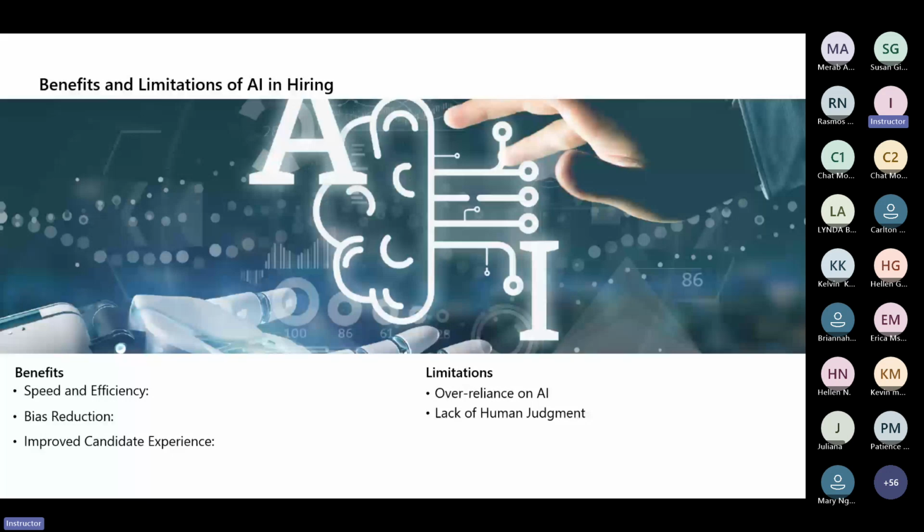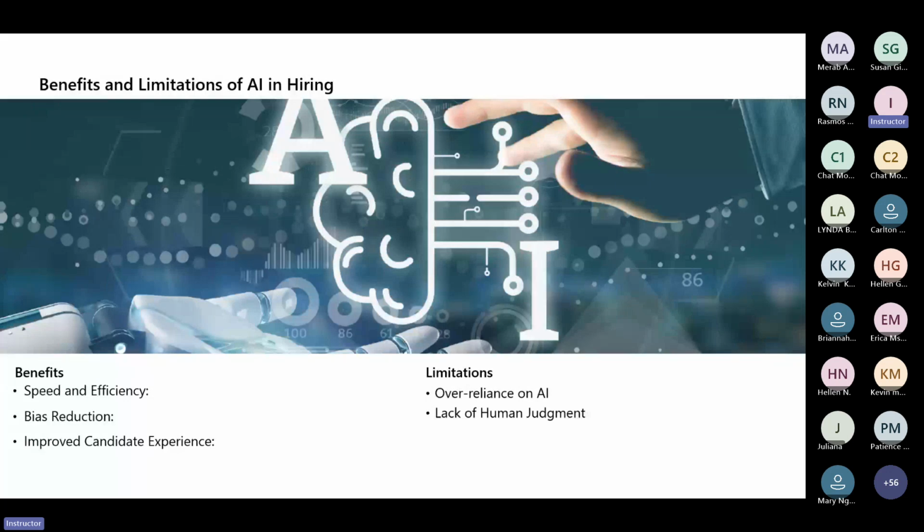But also, we need to be careful about over-reliance on AI because AI lacks emotional intelligence and context. So it shouldn't make the final hiring calls alone, and it might lack some human judgment. You see, it cannot assess soft skills like leadership, teamwork, or empathy. It needs some oversight. So algorithms must be audited to prevent reinforcing historical biases.